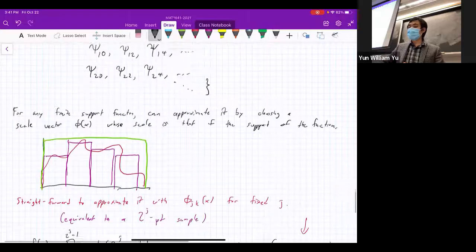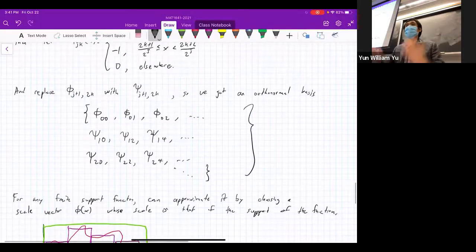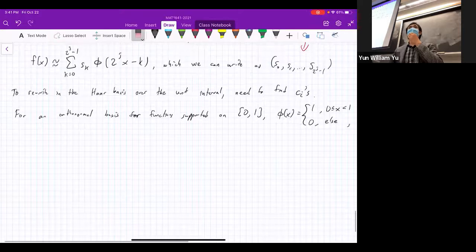And we're no longer going to need all of these things, right? We're only going to need the ones that have support on the interval [0, 1]. And so that means that we have a much smaller list of basis vectors that we need to worry about.